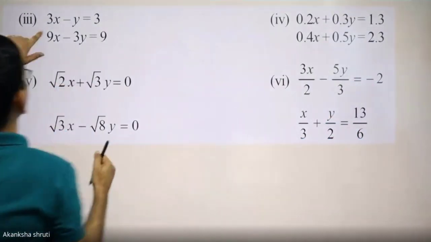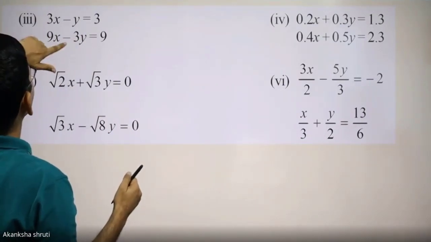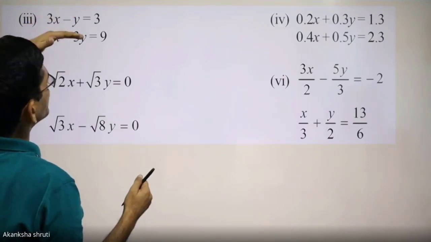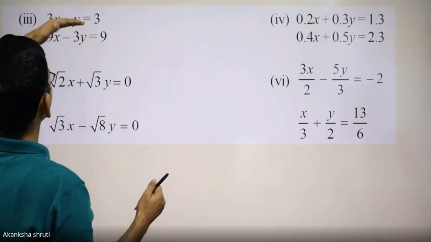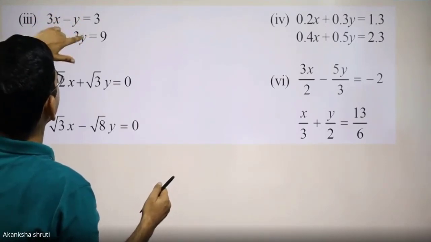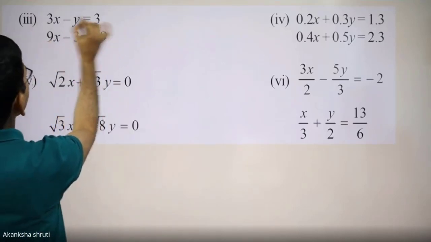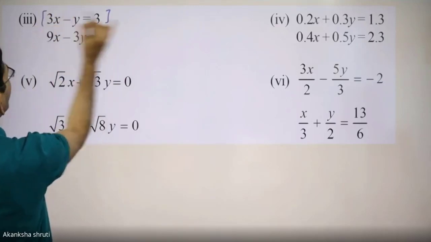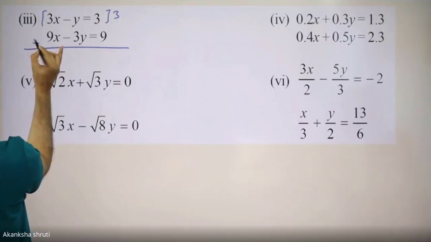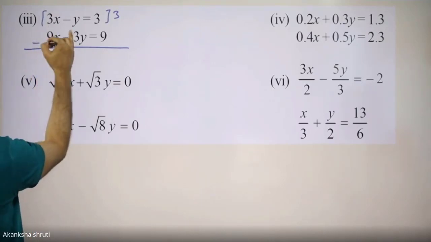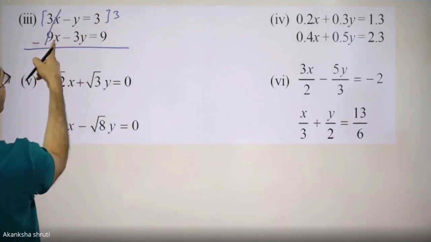See question number 3, very easy, nothing to do. Multiply equation 1 by 3, you will get both are the same kind of equation. They will represent only one equation. It will represent infinitely many solutions. If you multiply the first by 3 and subtract, since they have the same sign, it will get cancelled because 3 into 3, 9x, minus 9x, cancel.